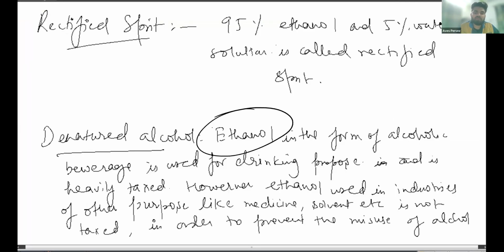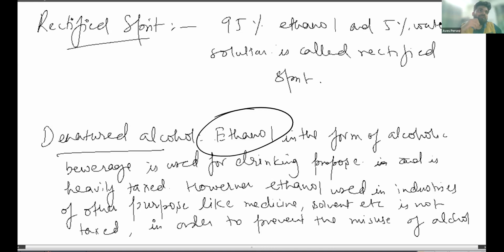So what is actually denatured alcohol? Let me talk about that. As you know, alcohol, especially ethanol, is used as a beverage in the beverage industry, and it is used for drinking purposes. We people usually drink alcohol, so this is used for drinking purpose.